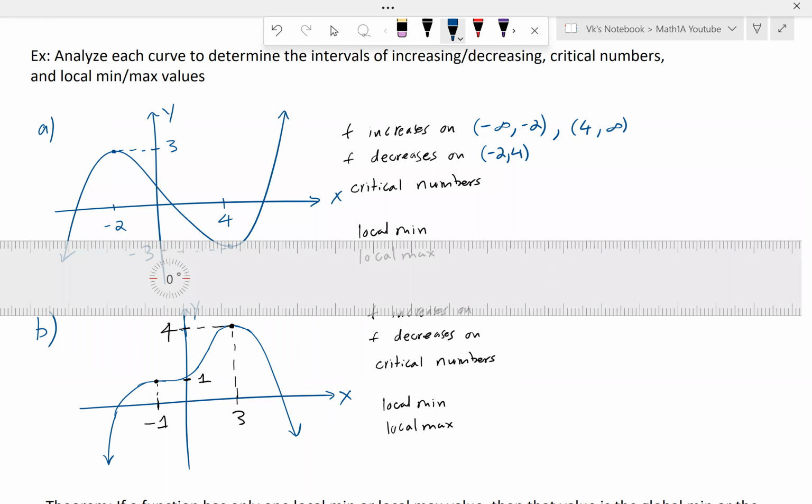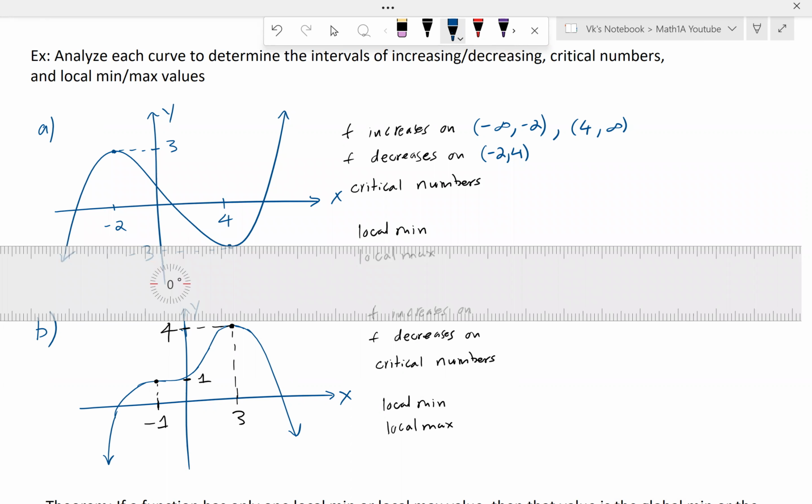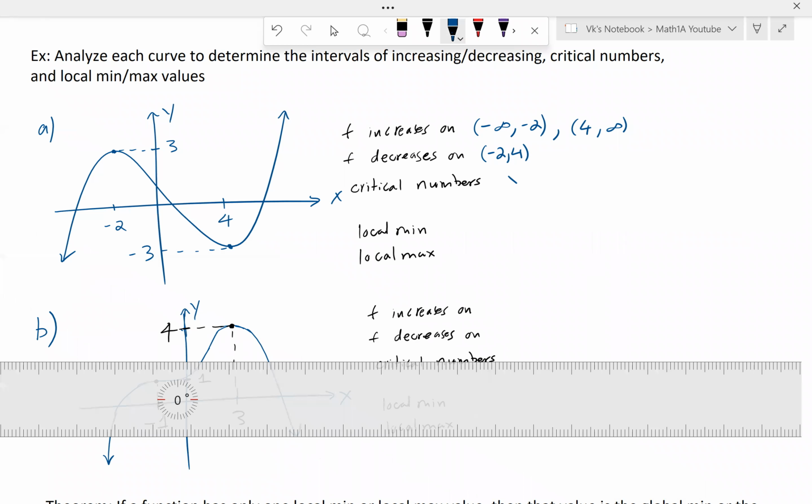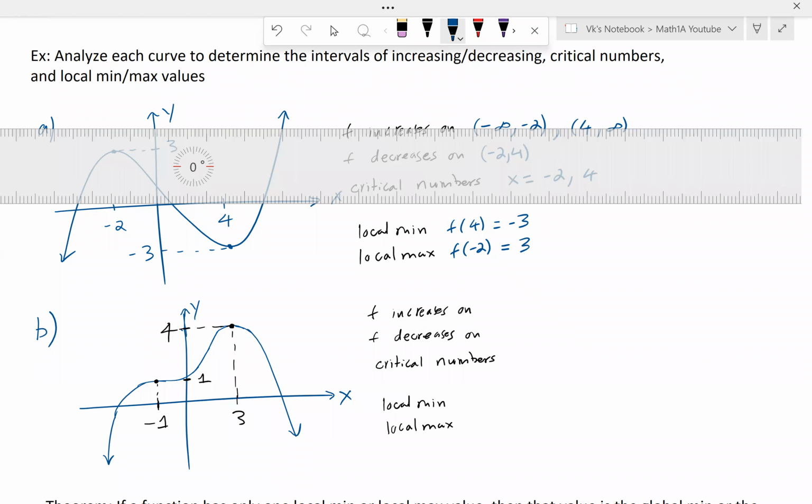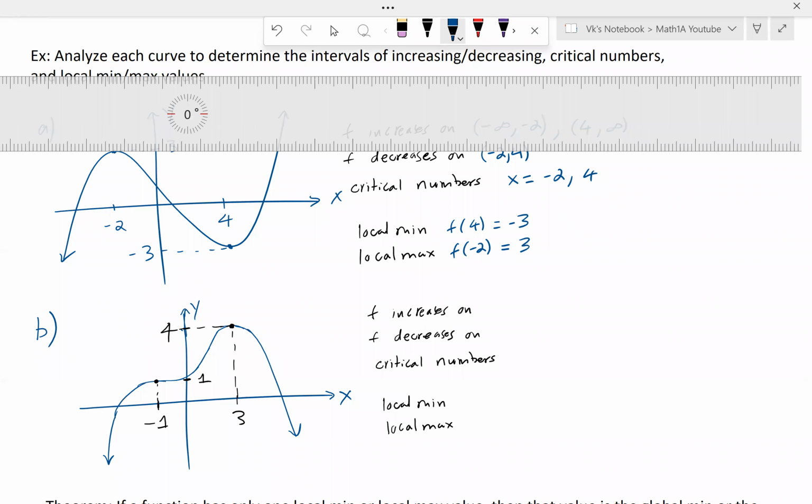Right? Just a flat line. x is going to be negative 2 and 4. Okay. Local minimum f of 4, which is negative 3. Local maximum f of negative 2, which is 3. Pretty cool, huh? So similarly, you can do B here.